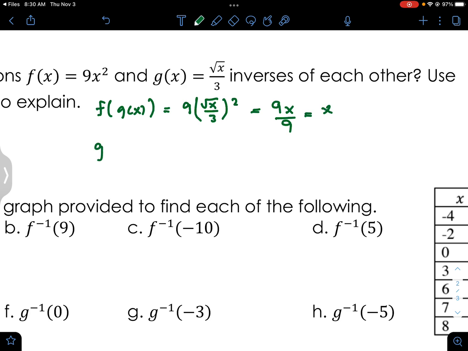And then you'd find g of f of x. And so you'd have the square root of 9x squared over 3. The square root of 9x squared is going to be 3x over 3, which is equal to x. So they are inverses of each other.